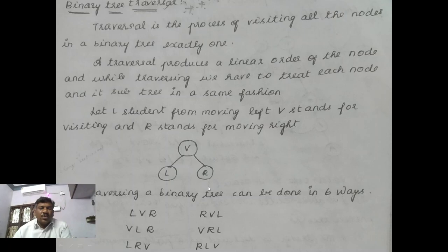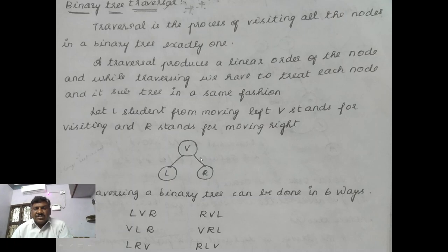What are the six possible ways? First, I can visit the left node, then the visiting node, then the right node. If not, first I can visit the visiting node, then move to the left node, then move to the right node. Or I can visit the left node, then the right node, then the visited node. So these are the things I have given here. First L, V, R. Similarly V, L, R. Then L, R, V. Or I can go with the right node first: R, V, L. Or R, L, V. Or V, R, L. These are the six possible ways I can visit this binary tree.